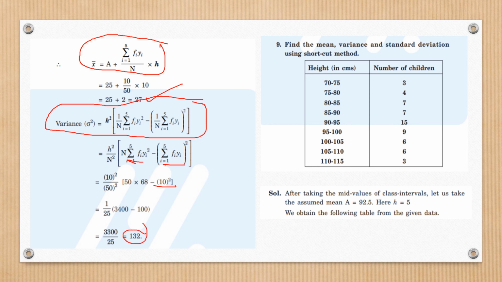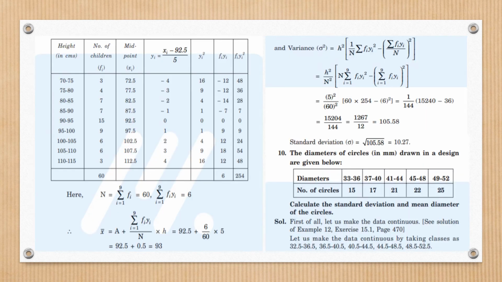Number 9 is mean, variance and standard deviation using the shortcut method. So see how to apply this shortcut method. Again, this is your height, class intervals, this is your frequency, this is your midpoint. So yi is your xi minus 92.5 by 5, right? So 92.5 we are taking as a, xi minus a upon h. This is how we have chosen it. So this is your a, and these are the corresponding values. Then we'll find yi square, fi yi square.